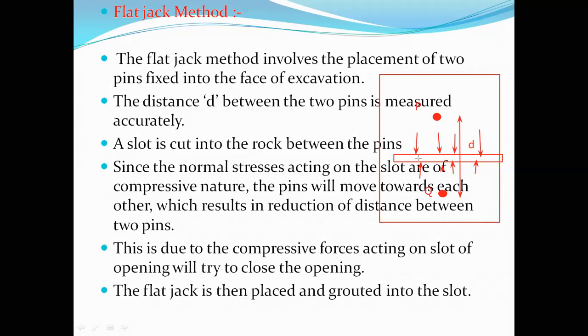Now the hydraulic pressure is applied gradually. Because the slot is trying to close, I am trying to bring it back so that the distance between points P and Q is the same as the original distance. Whatever distance we measured has to be restored, right? So I keep applying hydraulic force. Earlier it was reduced, now it will restore back to its original position. That's nothing but the distance between P and Q is restored back to D.